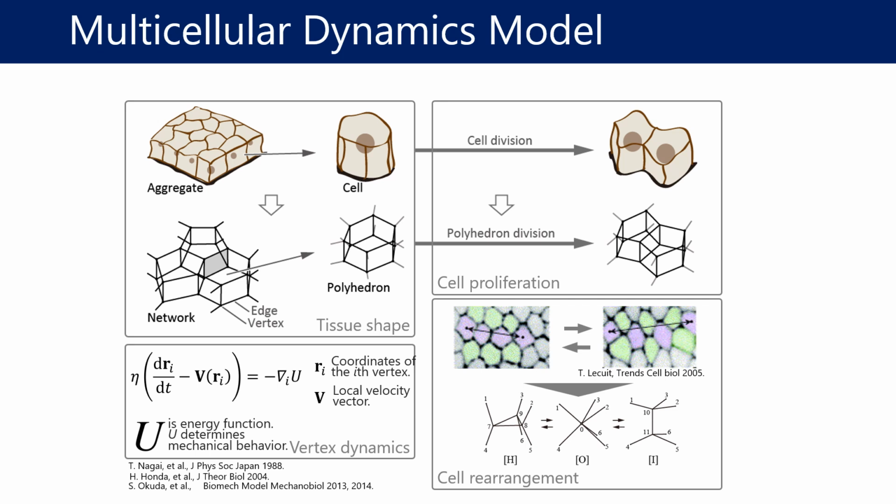To capture the dynamics of the multicellular aggregate, the motion of each vertex is governed by an overdamped equation of motion. The left-hand side represents the frictional force acting on vertex i in the local inertial frame. The right-hand side represents a conservative force derived from the energy function U. The energy function U characterizes the mechanical properties of the cells and morphogenetic processes at the cellular scale, such as cell growth and apical constriction. In addition to simulating mechanical behavior, the model incorporates cell division through polyhedron splitting and cell rearrangement through network reconnection.